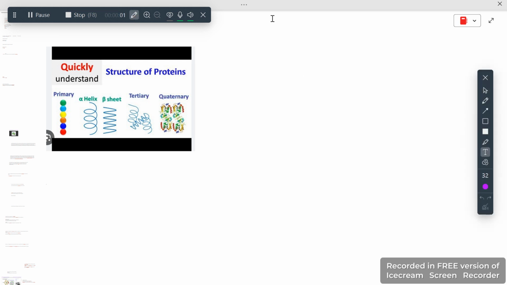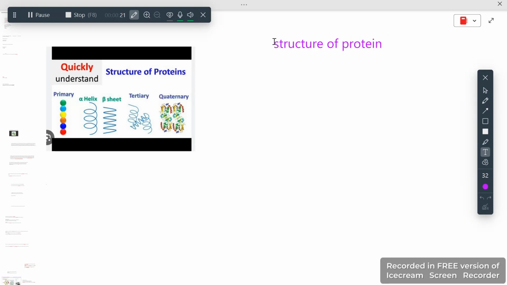Okay, so in the last video we were discussing the structure of protein. We've done the primary and secondary. Now we are going with the two remaining structures of protein. Let me just give an overview.